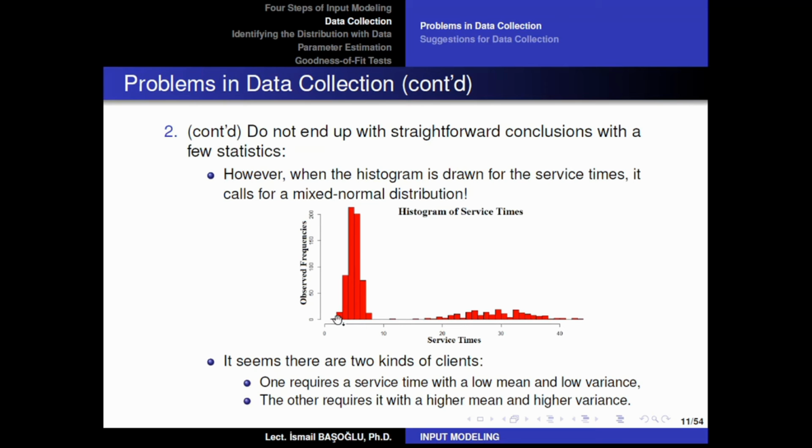So the first type of process or first type of customer is going to require a service time that has a lower mean with a lower variance. The second type of customer is going to require a service time which has a higher mean and higher variance. So it is very important, my friends, to understand the structural knowledge on the process as you see.